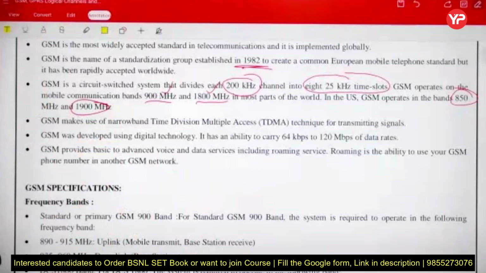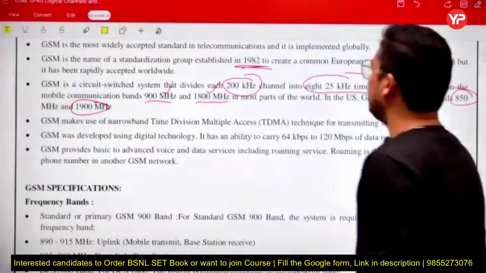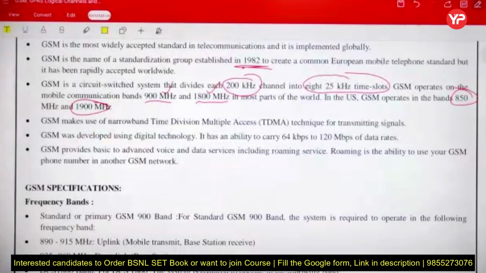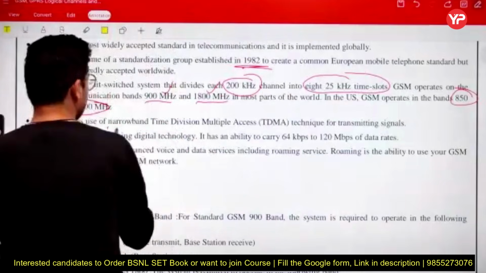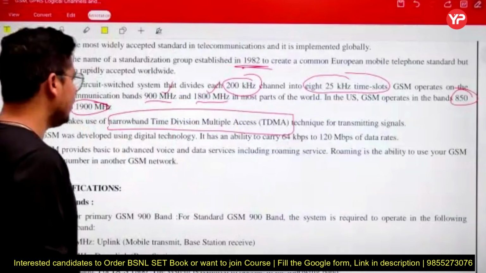फिर वो जो एक चैनल है उसको 25 किलोहर्ट्ज के टाइम स्लॉट्स में भी डिवाइड किया जाता है। तो यहाँ पे टाइम डिवीजन मल्टीप्लेक्सिंग भी होती है और फ्रीक्वेंसी डिवीजन मल्टीप्लेक्सिंग भी, दोनों एक साथ काम करते हैं, राइट? सो जीएसएम जो है वो कौन सा यूज करता है, नैरो टाइम डिवीजन मल्टीप्लेक्सिंग। It is using narrowband time division multiplexing technique to transmit the signal, right?